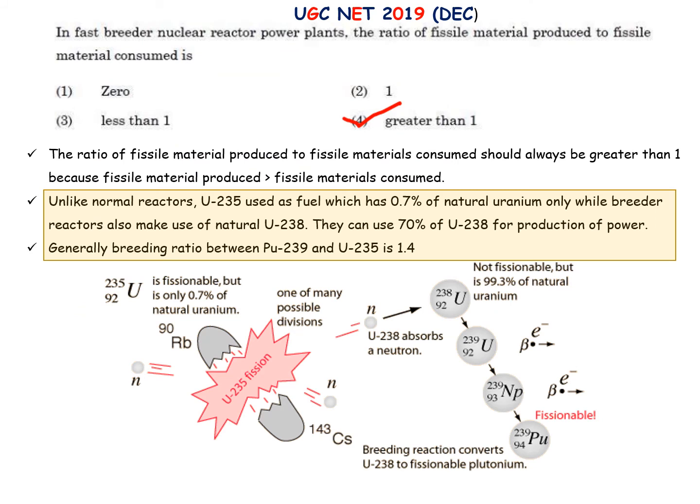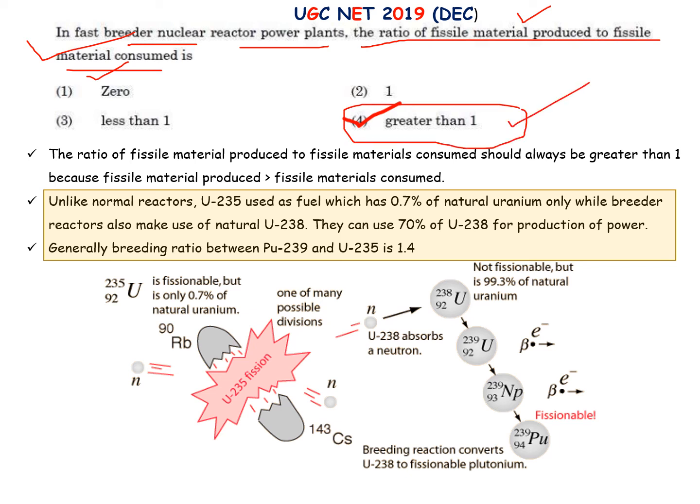Now moving on to the next question. This question tells us about breeder nuclear reactor power plants. Here it is given the ratio of the fissile material produced to the fissile material consumed. What should it be? It should be greater than 1. Why? Let us discuss it.